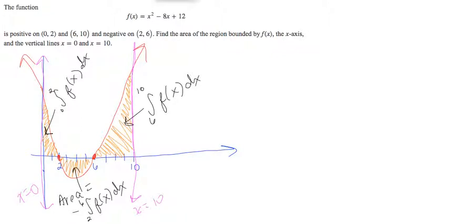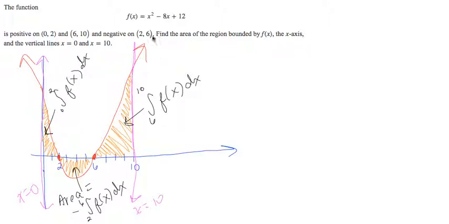So in this problem, we want to find the area of the region between this function, this parabola, the x-axis, and the vertical lines 0 and 10. It says the function is positive on the interval from 0 to 2, so that's right here, and from 6 to 10, so that's up here, and it's negative from 2 to 6. So basically that's saying that this function crosses the x-axis at 2 and at 6, and it's telling you where it's above and below the x-axis.